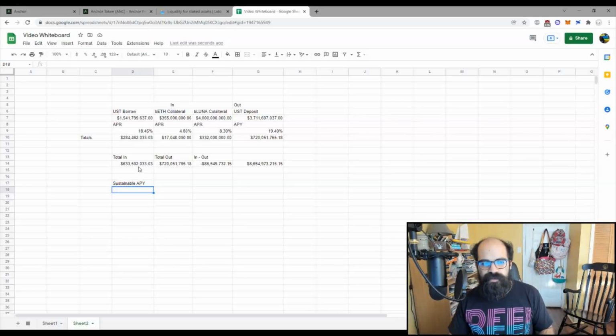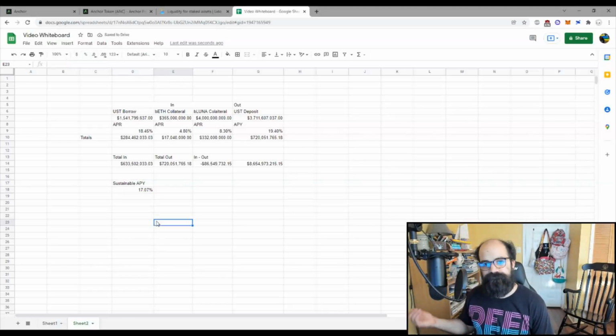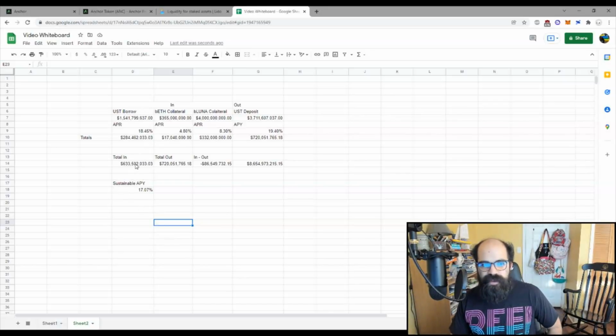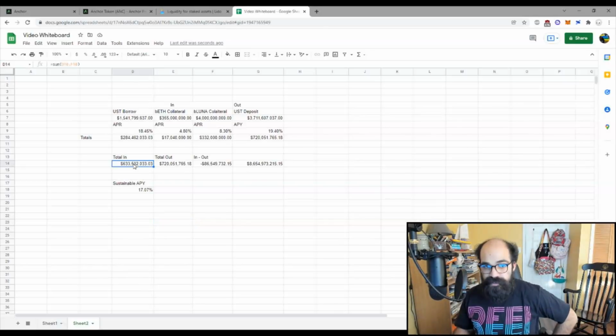You just take in the deposit and the total in. So it equals this divided by this, and you get 17%, which isn't that bad. So right now, we could be sustainable at 17%. And if this total in got less and less compared to the total out, then it might change.